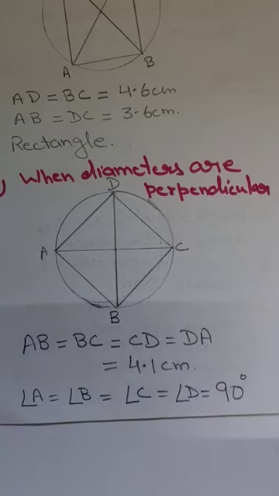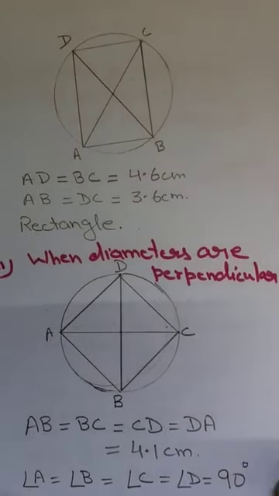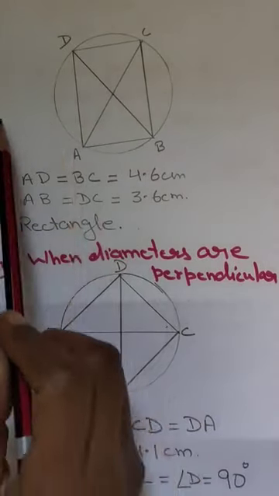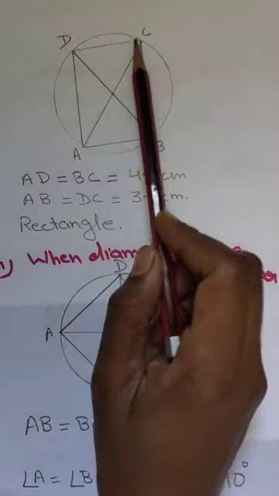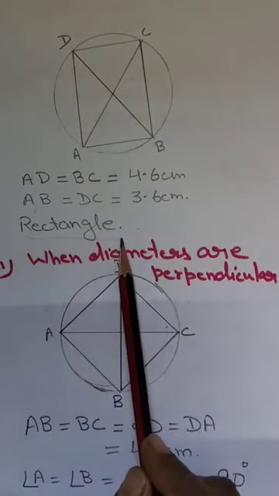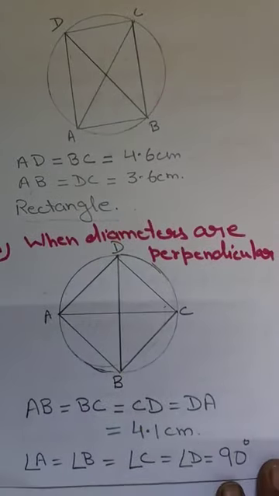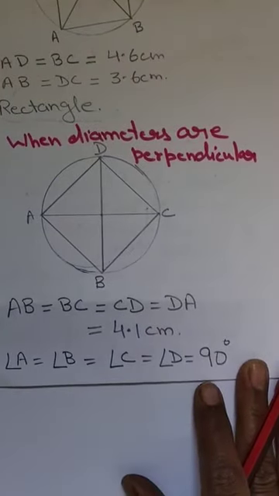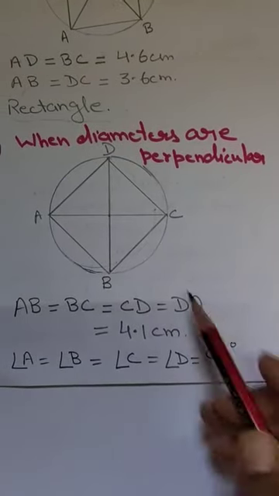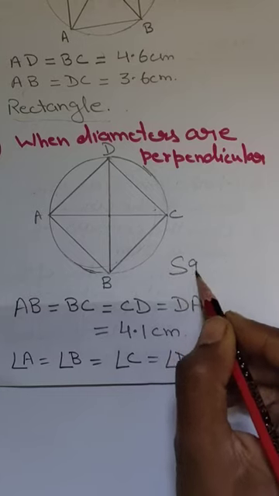Okay. So in this question we have drawn diameters in two ways. First, when they are not perpendicular to each other, and when we have joined its endpoints, the figure we get is a rectangle. And when the diameters are perpendicular to each other, the figure we get is a square.